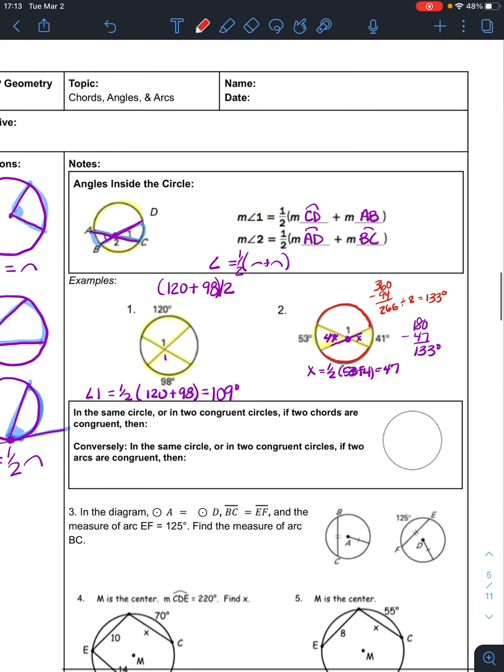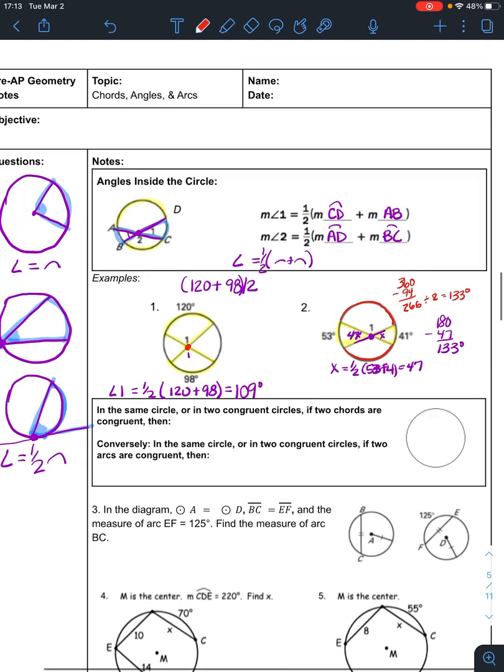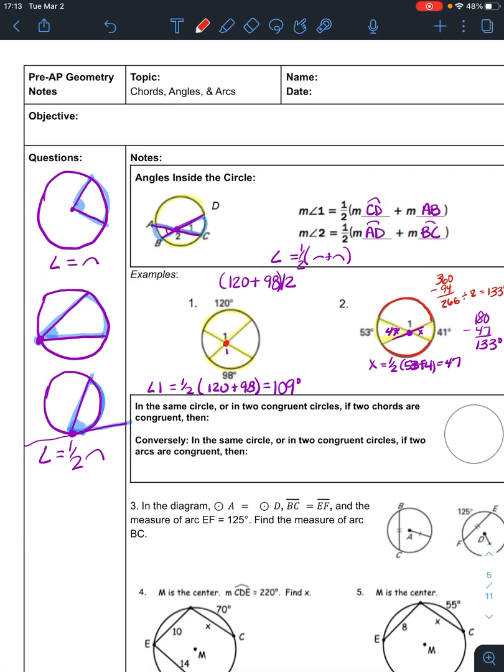So basically, that's the most important part of what this is. You want to pay attention to where the vertex is and then decide, is the angle equal to the arc? Is the angle equal to half of the arc? Or is the angle equal to half the sum? So when it is inside, the angle is half the sum. When it's on, the angle is half, because there's only one arc. And then when it is in the center, the angle is equal to the arc.